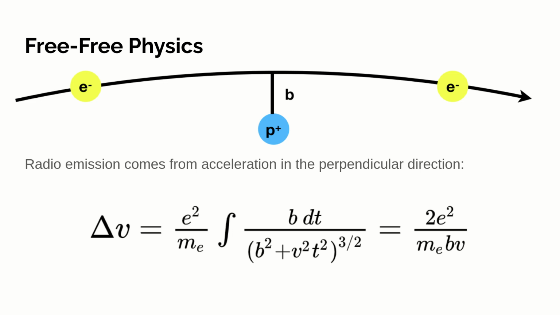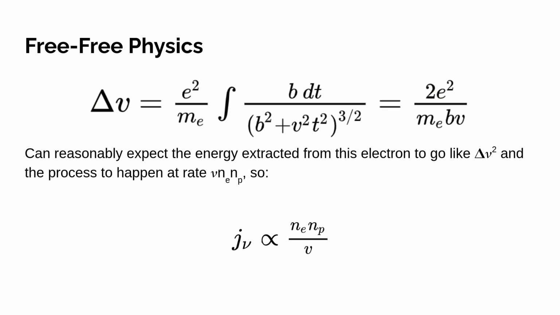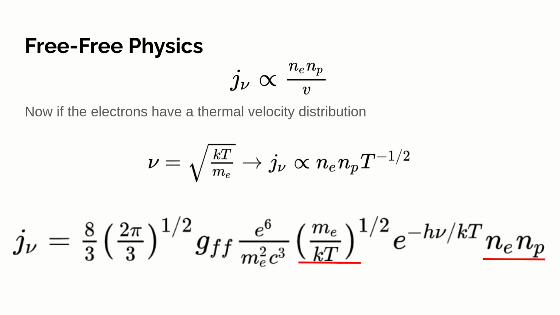And the change in velocity of our electron is given by essentially the impact parameter b, how close we pass to the proton, 1 over b, and 1 over the velocity. We can reasonably expect that the energy extracted from this electron goes something like 1 over the change in velocity squared, and that this process happens at the rate of the velocity times the number of electrons times the number of protons. So we have that the emission is proportional to the number of electrons times the number of protons over the velocity of our electron.